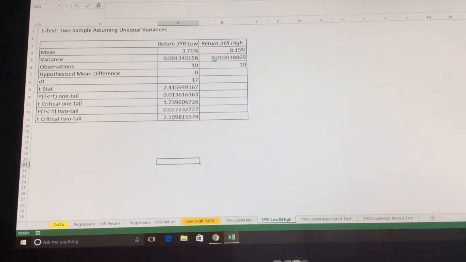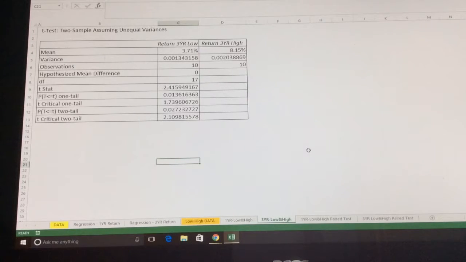The variance is very low. We had 10 observations. Again, the t-stat here is negative 2.41, below negative 1.65, so we're seeing significance. On the p-value, on this set of data for the one tail, 0.0136, so below 0.01, and the two tail, 0.02.